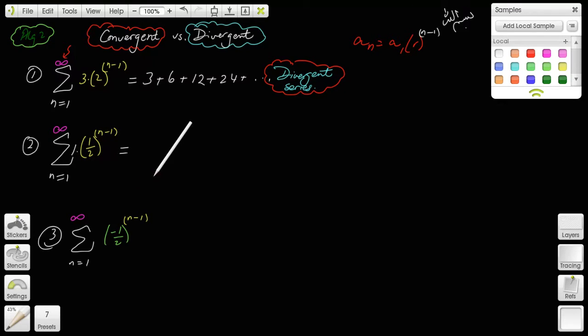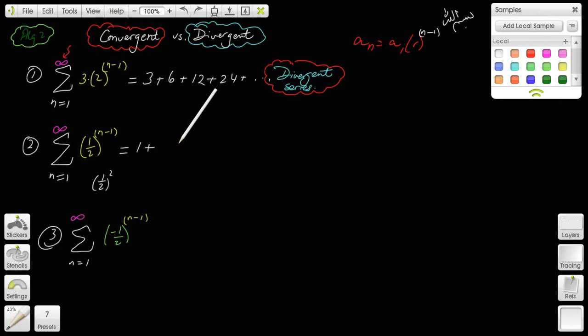I picked these because we're familiar with them. But let's nevertheless generate the first few terms of this series. The first term is when n is 1. It's going to be 1 minus 1, which is 0, so 1/2 to the 0, which is 1. The next term, when n is 2, is going to be 1/2 to the 2 minus 1. That's 1/2 to 1, which is 1/2.